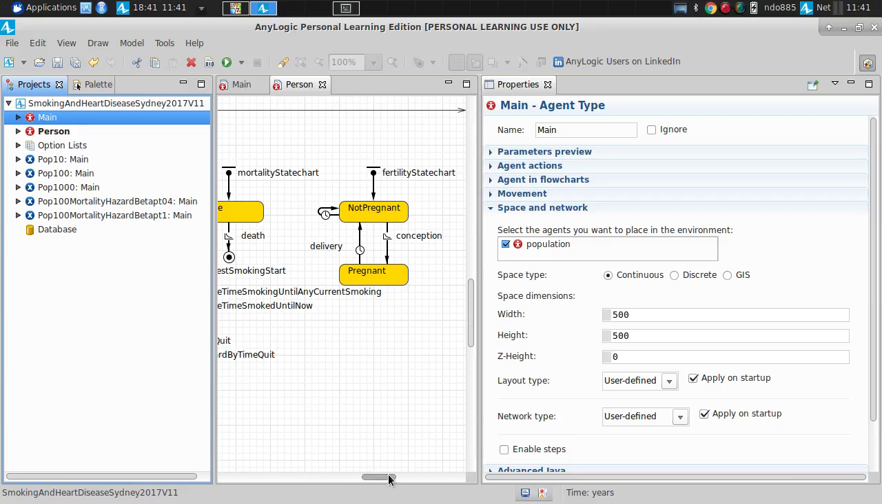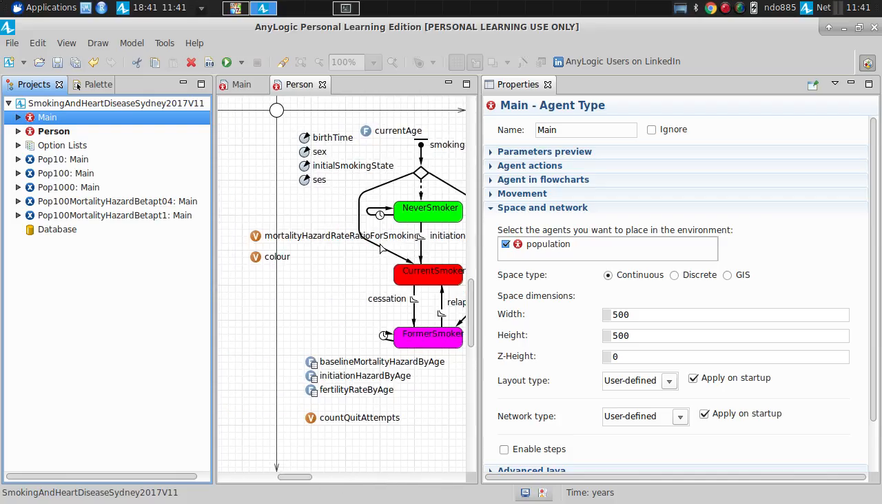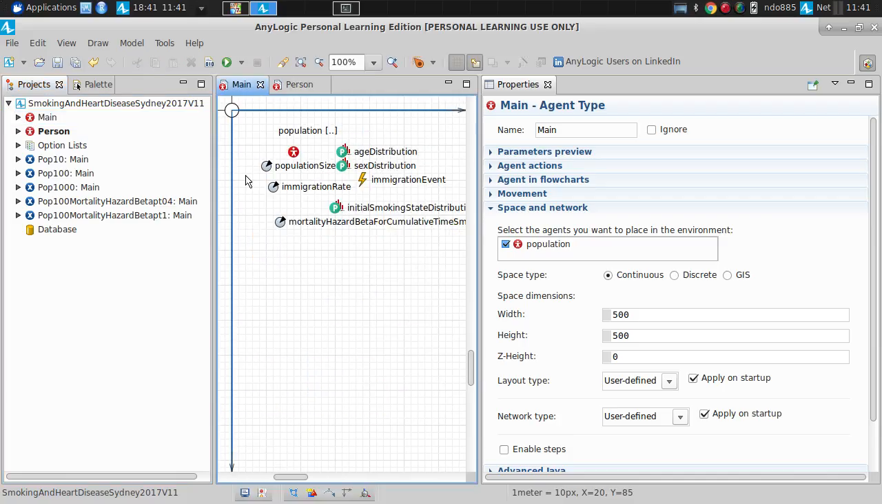And within main, I'm going to go to population. There's actually two ways to lay things out in AnyLogic. There's kind of a restricted but quite easy way, but it's restricted in its implications, and there's a general way. Let me introduce both to you. May I do that? Okay.